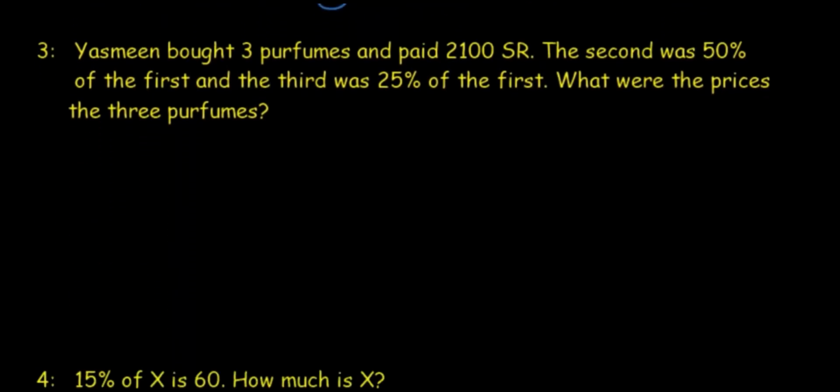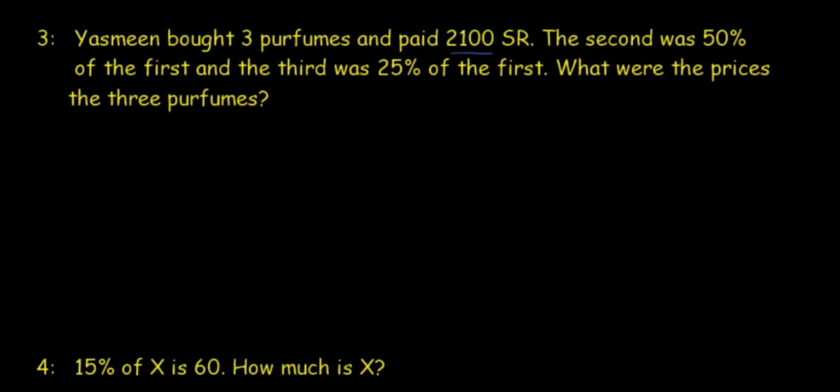Next question. Yasmin bought 3 perfumes and paid 2,100. So the total that she's paid is 2,100. The second was 50% of the first. Oh, so the first is, let's say, I don't know how much it is, let's just say X. So the second is 50%, which means a half of X. And the third is 25%, which means a quarter of X.